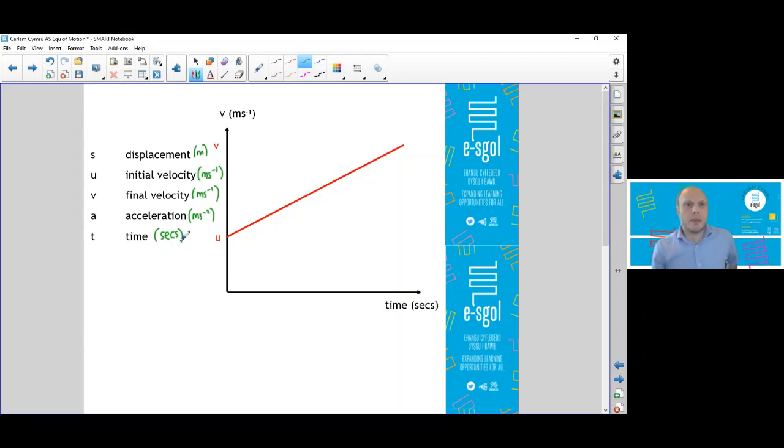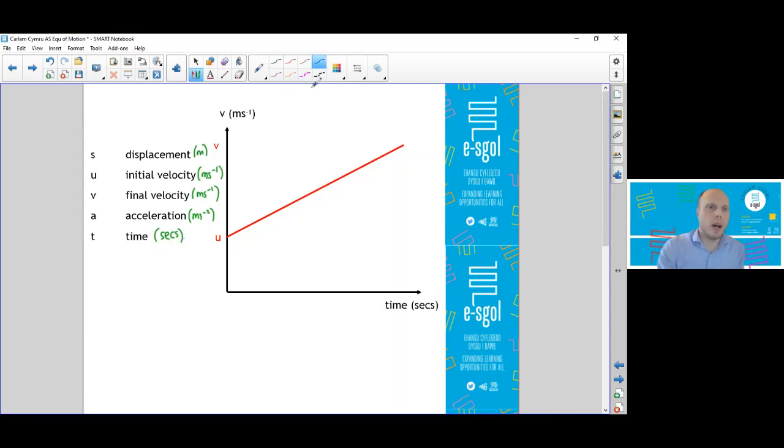Okay, so the main two things you need to know about these graphs. If you want to find the acceleration, which is the rate of change of velocity, that is the gradient of the graph. And displacement is the area underneath the graph. Okay, and there's a few ways we can do that.